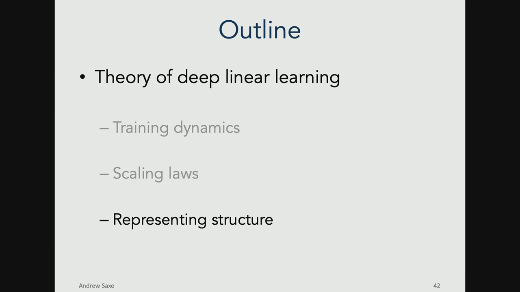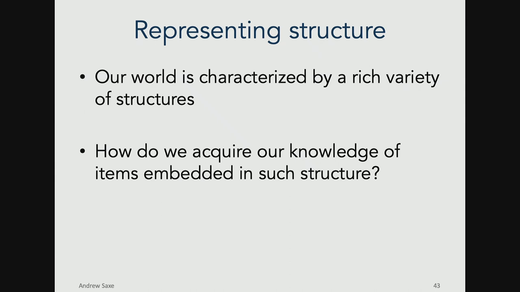Okay. Now let's turn to the question of representing structure, because classification is an interesting problem, but of course it doesn't exhaust our capacities as humans, and it certainly is a limited framework if you think about the set of tasks that we can actually perform. And that set of tasks is characterized by all kinds of different structures. Some tasks have implicit hierarchy, some tasks have implicit spatial or ring-based structures. So how do we acquire this kind of knowledge of items that's embedded in these broader structures?